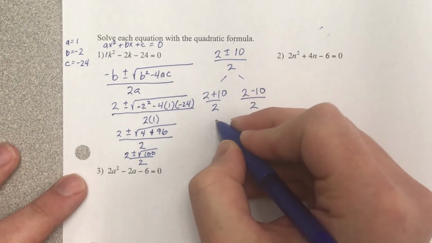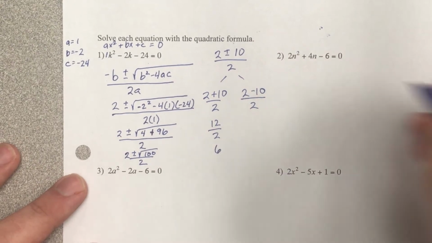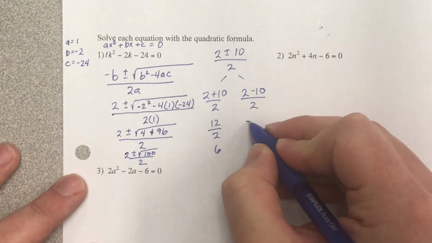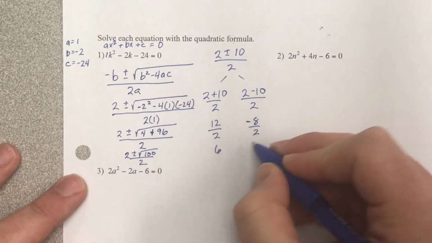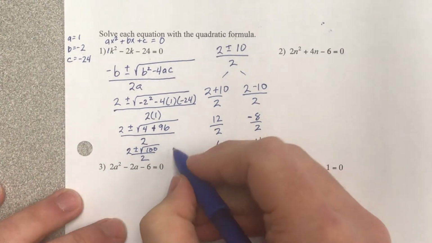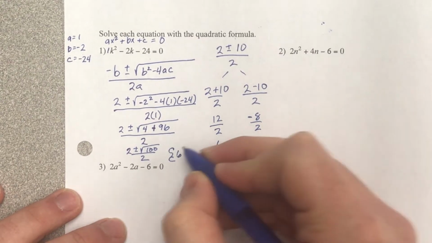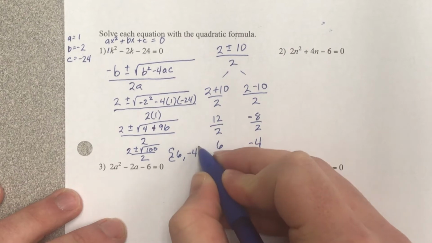So 2 plus 10 is 12. 12 divided by 2 is 6. 2 minus 10 is -8. -8 divided by 2 is -4. So our answer then, just like we would get if we factored it, would be 6, -4.